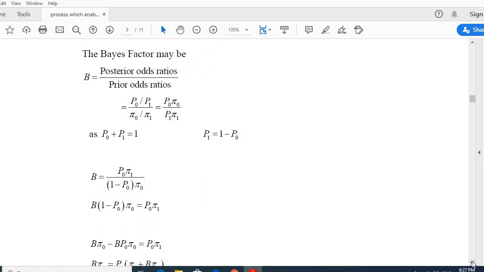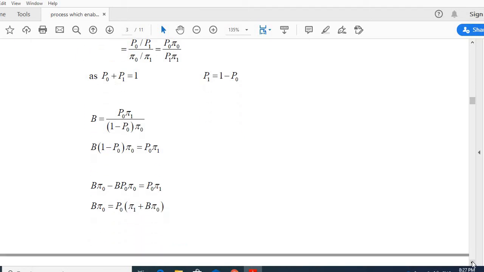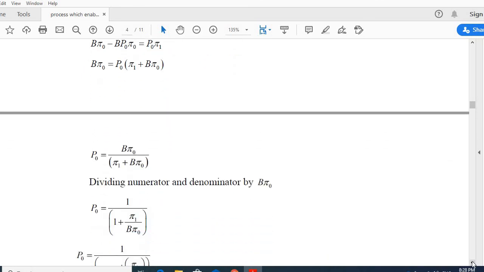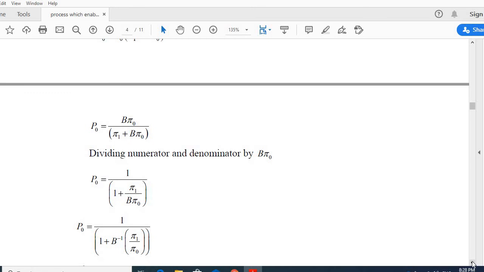Then B is equal to P naught into pi 1 divided by (1 minus P naught) into pi naught, or B into (1 minus P naught) into pi naught is equal to P naught into pi 1. B into pi naught minus B into P naught pi naught is equal to P naught pi 1, that is B into pi naught is equal to P naught into pi 1 plus B into P naught into pi naught. So P naught is equal to B pi naught divided by pi 1 plus B into pi naught.